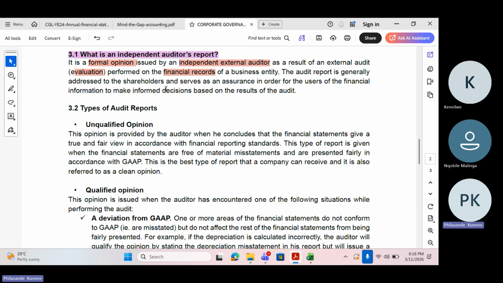So when we talk about an independent auditor's report, that is a formal opinion that has been issued by independent external auditors after they have evaluated the financial records of a business. They need to come to my business. They need to evaluate. What do they do? What does it mean to evaluate the financial records? They're going to check, right? They're going to check the financial statements that we have prepared.